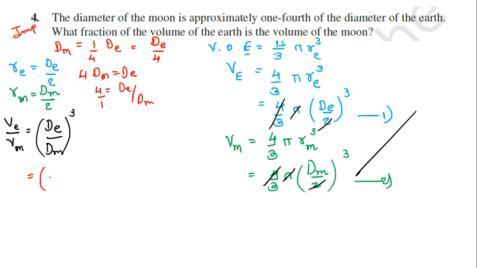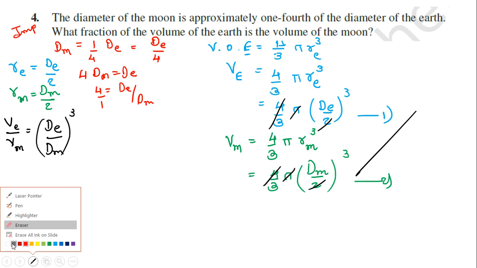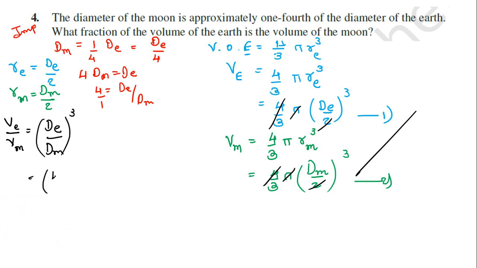So now I will write 4 upon 1 overall cube, and 4 cube is 16, 1 cube is 1 only. So this ratio is 16 upon 1, sorry, 64 upon 1. So this ratio is 64 upon 1. So 64 is to 1 is your answer.